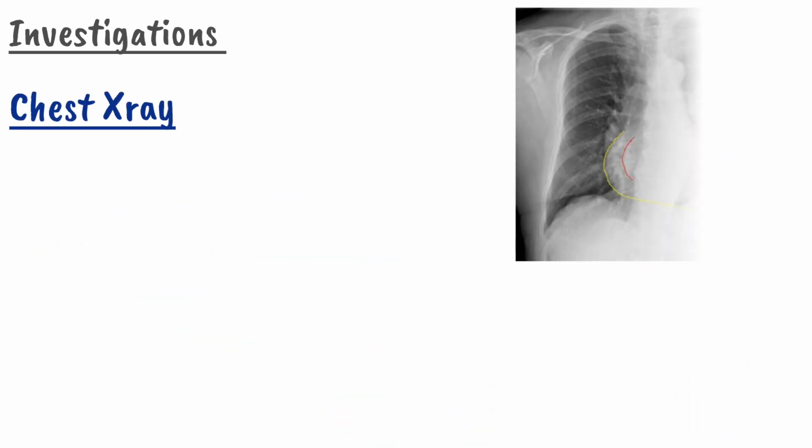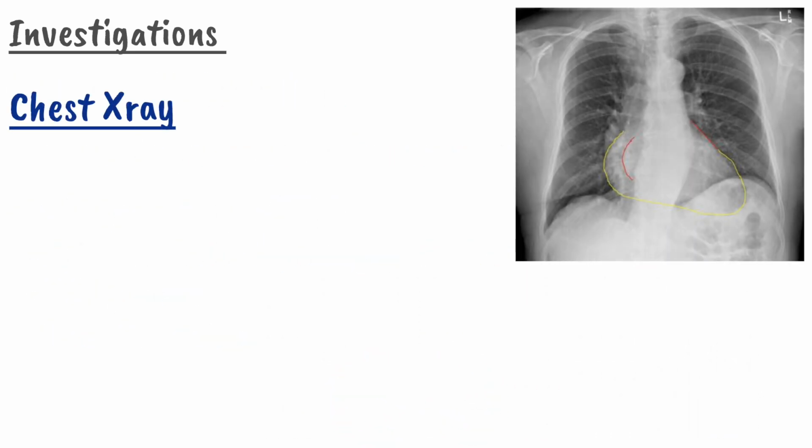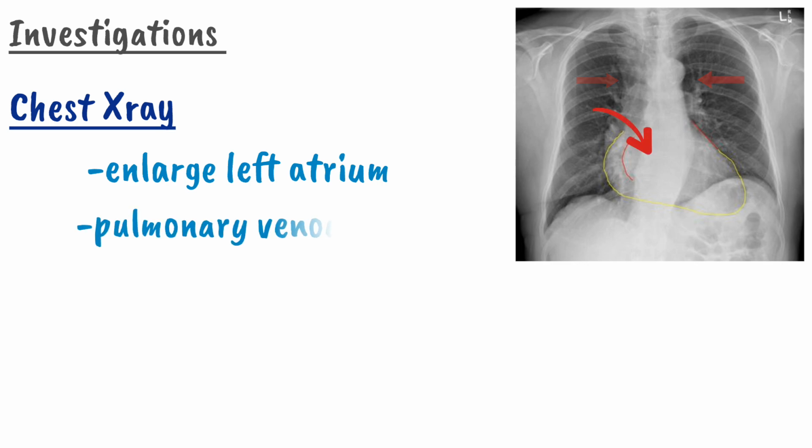Last one is the chest X-ray. It is not, like ECG, very important. It will just show the complications of mitral stenosis, and on chest X-ray we can see an enlarged left atrium, and there will be signs of pulmonary venous congestion due to heart failure. It was all about the investigations that we should perform in patients who are suspected of having mitral stenosis.